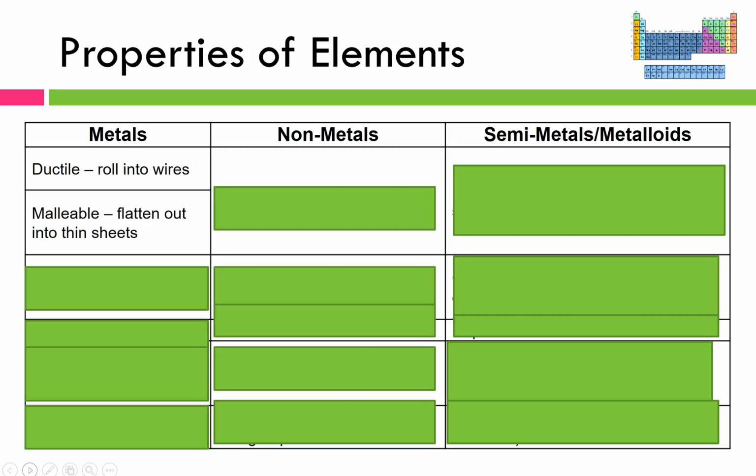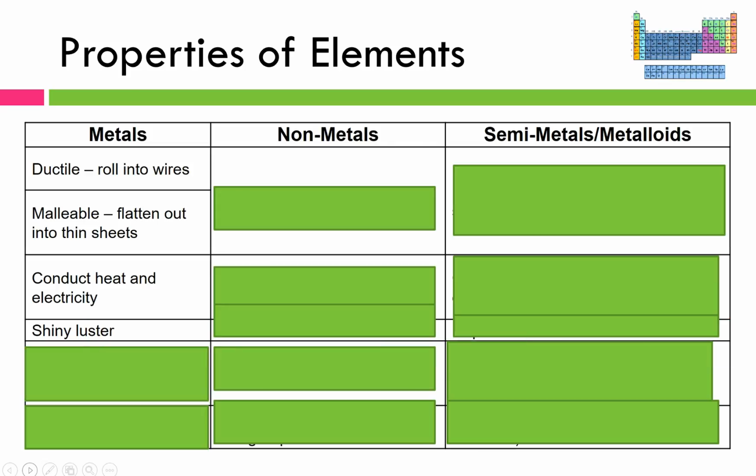It's too soft. Metals are also conductive of heat and electricity. Think about your frying pans at home. Chances are they're metallic. Metals tend to be shiny. They're going to be lustrous.